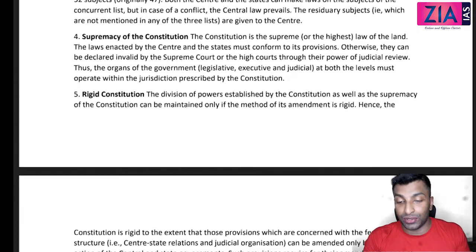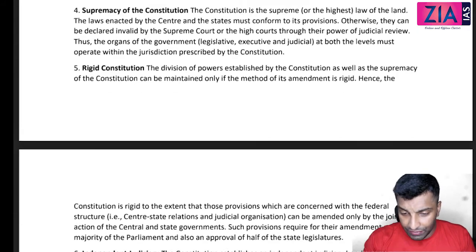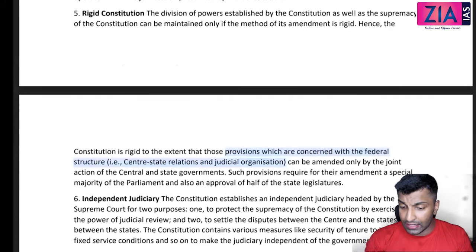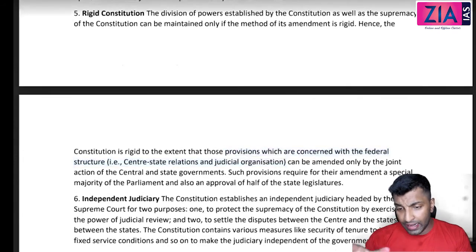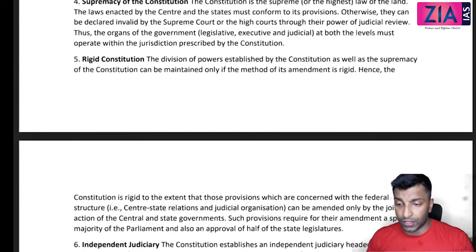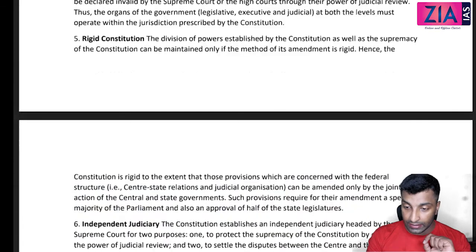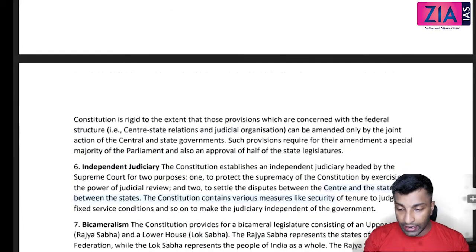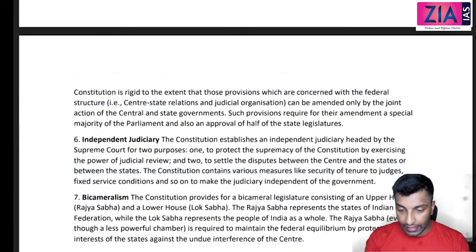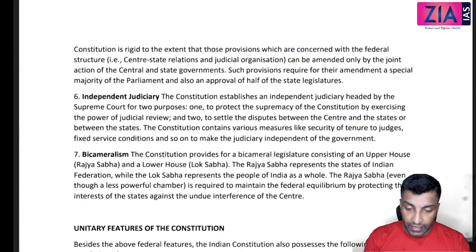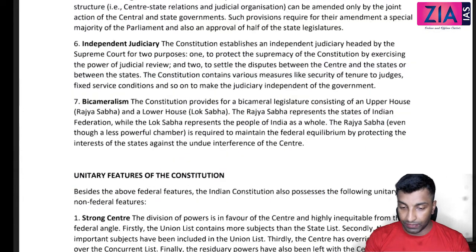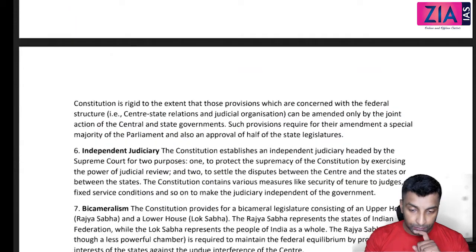Okay, now let's come to supremacy of the constitution that we have discussed. Rigid constitution I have discussed. Rigid in some areas, like 5 areas, even the very same point is what we have discussed under supremacy of the constitution also. But otherwise it is flexible apart from those 5 areas. Guys, I am expecting that you might have taken down those 5 areas because I cannot see that here. Okay, independent judiciary, bicameralism. So all these are satisfying. So can we say it is federal in nature?